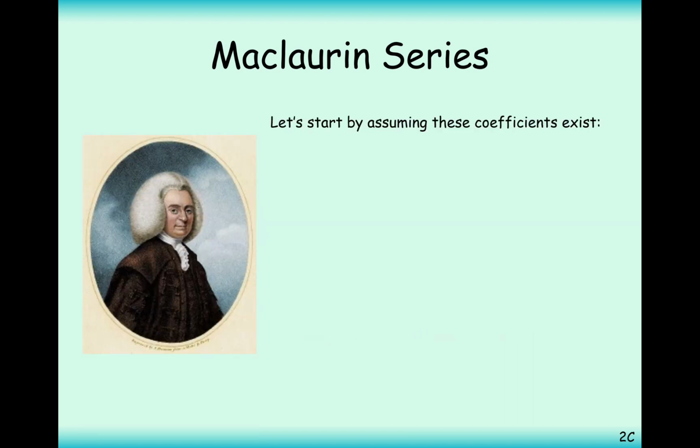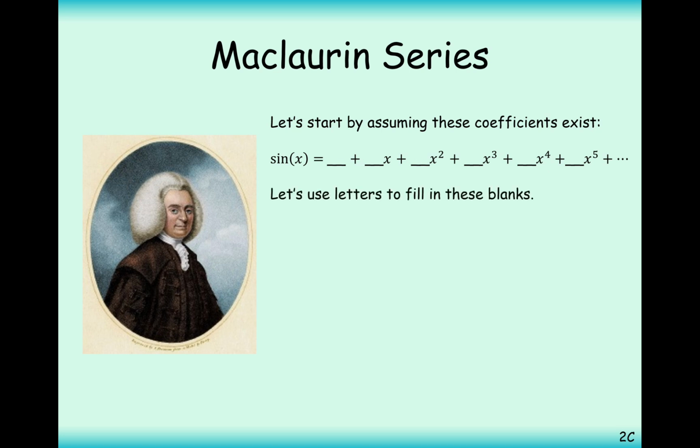Okay, so what we'll do then is we'll start by assuming that sine can be written like this. Sine x equals something plus something x plus something x squared plus something x cubed plus something x to the 4 plus something x to the 5. And as I've said, any of these somethings could be negative numbers. So I'm saying add, but it could also be a subtract.